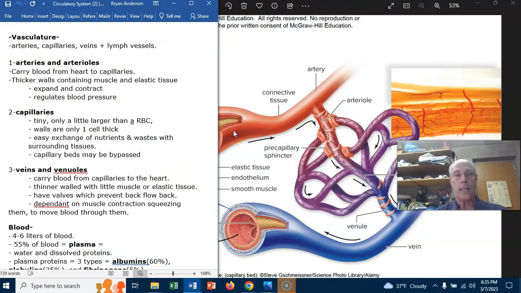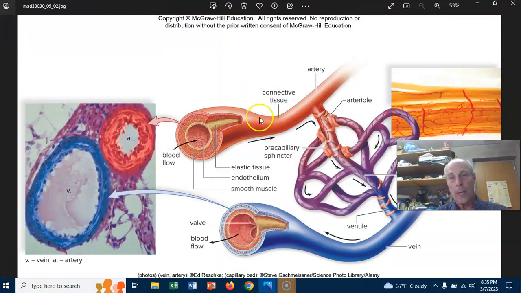So these would be carrying blood away from the heart to the tissues. And notice it's thicker walled, got a thick muscular wall. This allows it to expand and contract, and the muscle actually allows it to contract or expand on its own to make this hole bigger or smaller and respond to stimuli. And I will demonstrate that when we get to the lab right after spring break.